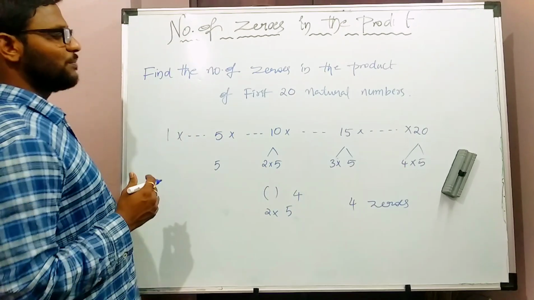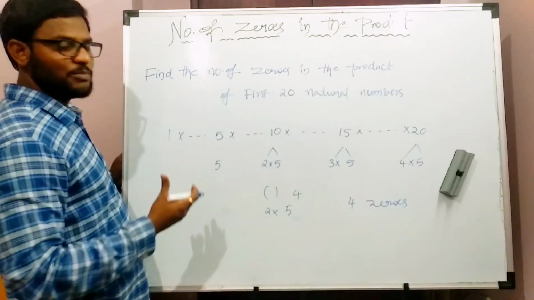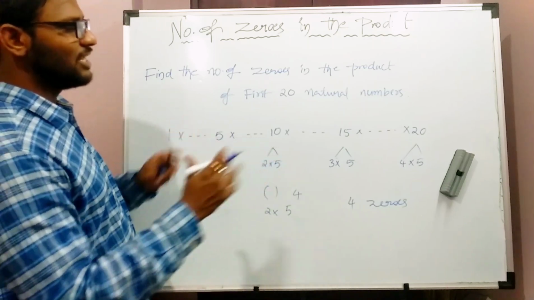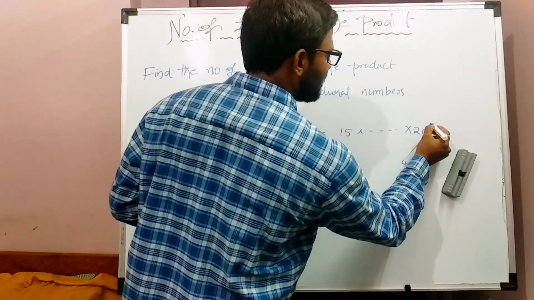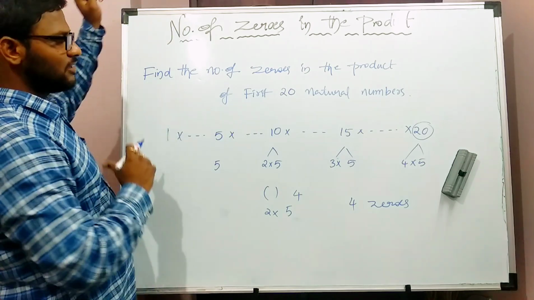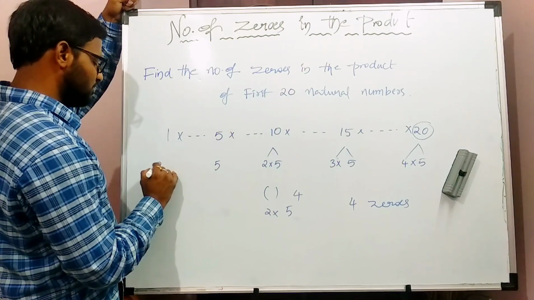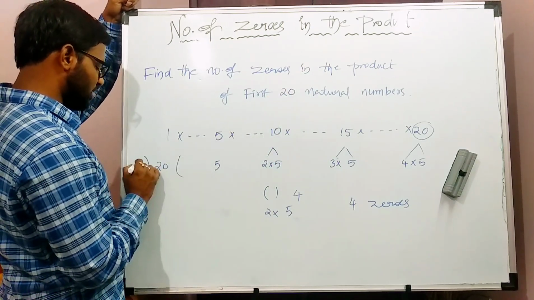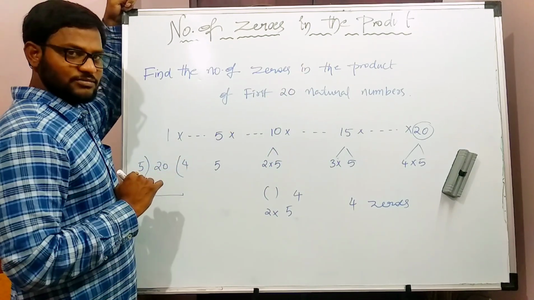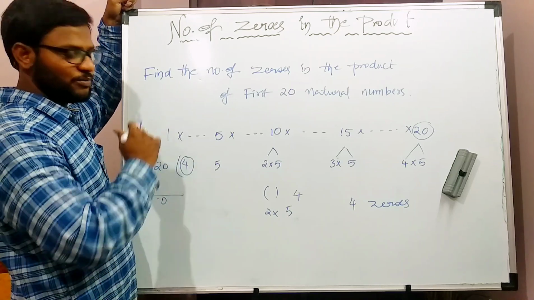Okay, in a competitive exam, no need to write all these numbers and count the number of 5s. Directly you divide this number by 5. Okay, to find the number of zeros in the product from 1 to 20, you just divide by 5, you will get the number of 5s. Okay, so the number of zeros in the end is equal to 4.